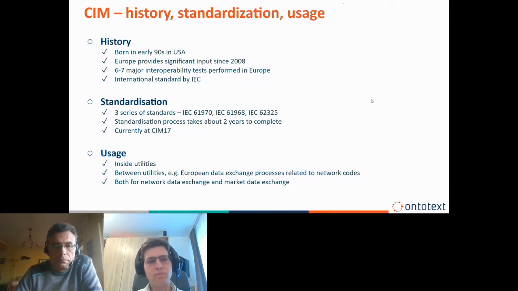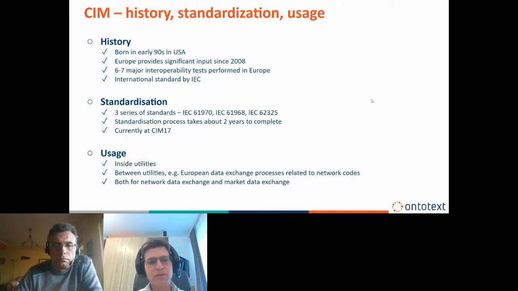But the requirements coming from the network codes and from the TYNDP were bringing significant updates to the common information model. It's an IEC standard, and it's continuously developed. There are three series of standards: the 61970, the 61968, which is about distribution, and the 62325, which is for the market.